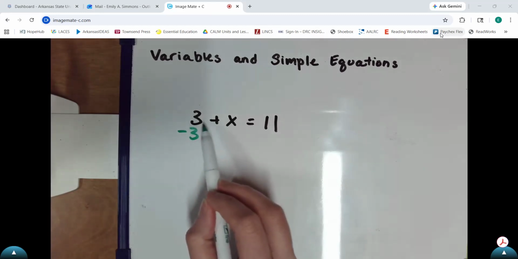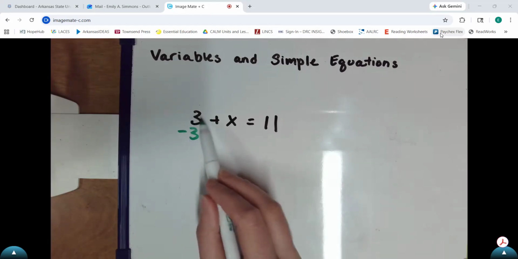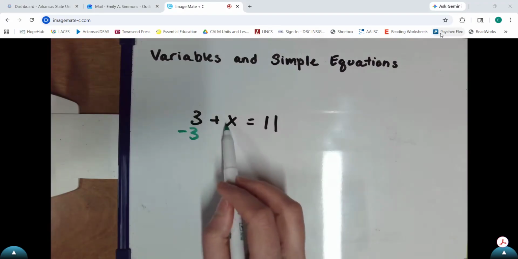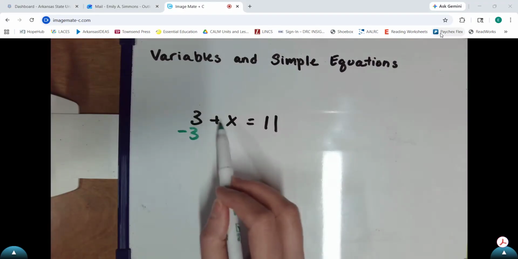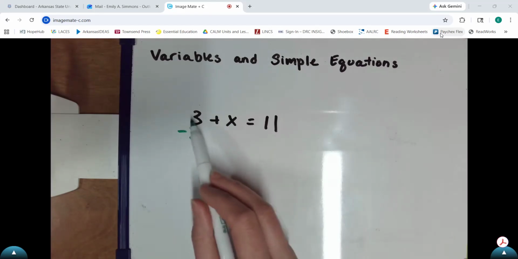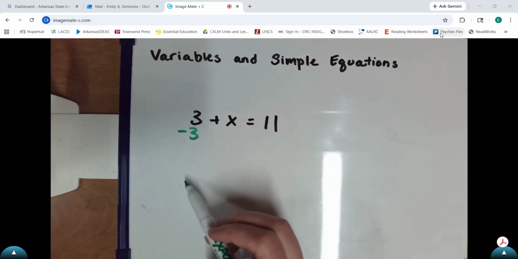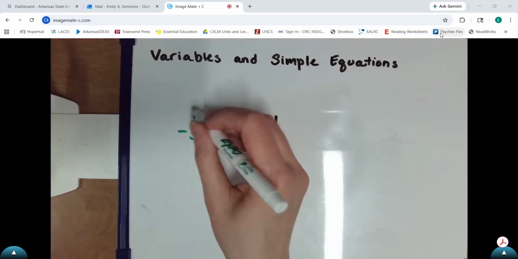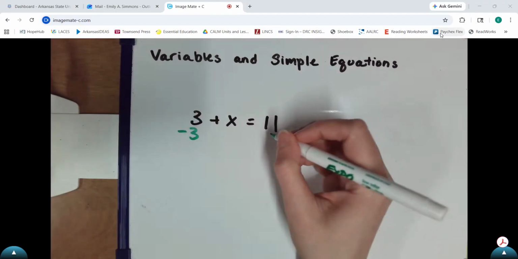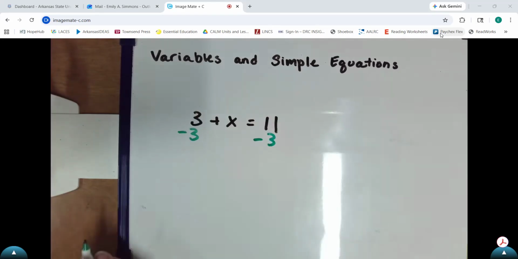And another reason I know it's a positive and not like a dividing or a multiplying, something like that, is I have a plus sign in between my 3 and my x. Since this is 3 plus x, I know I need to use the positive here. If this was 3 times x, this would be something different. And if I'm going to subtract 3 from one side of my equal sign, I need to keep everything balanced, and I'm going to subtract 3 from my other side of my equal sign.